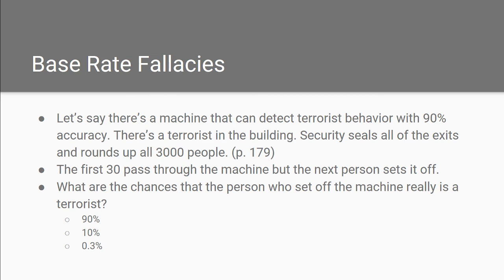Okay, so if you want to look at this, this is on page 179. So, all 3,000 people go through that machine. The first 30 people pass through the machine, but the next person sets it off. What are the chances then that the person who set off the machine really is a terrorist? Do you think it's 90%, 10%, or 0.3%? Take a moment to think about it. I'll be right here waiting.